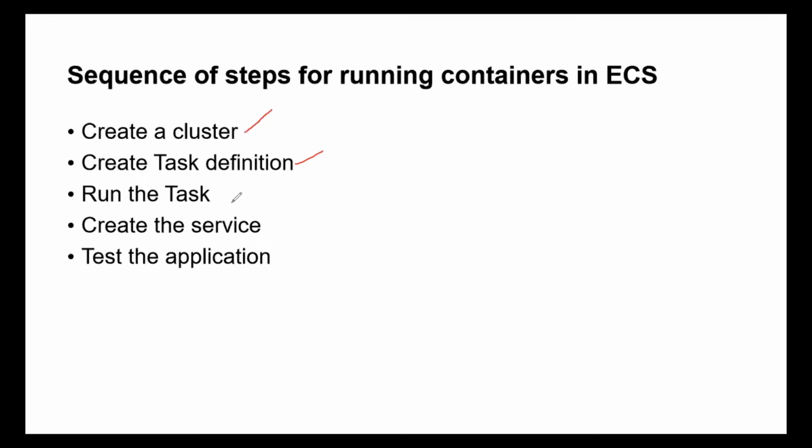Then once the task definition is created, we need to run the task, which in turn is going to create the containers. Then, in order to expose the containers to the outside world, if I want to consume that application, how do I do that? It is by creating the service. We will also see how to test the application. So these are the sequence of steps that we will do as part of our ECS lab demo. First, we will create a cluster, then we will create a task definition, we will run the task, we will create the service, and then we will test the application.